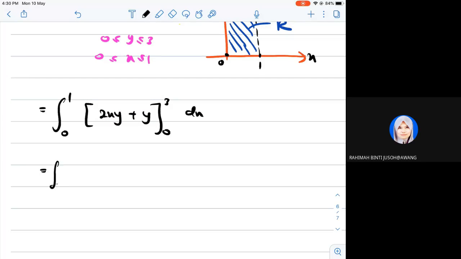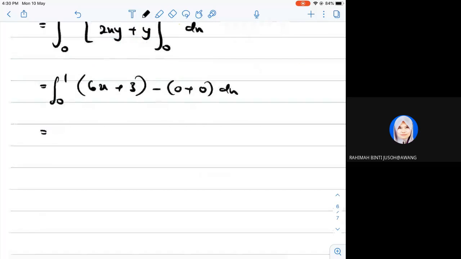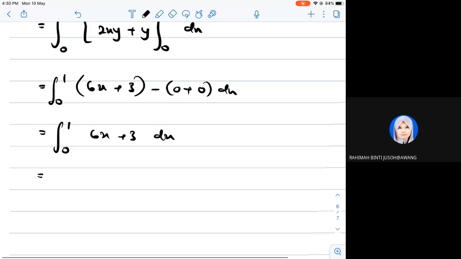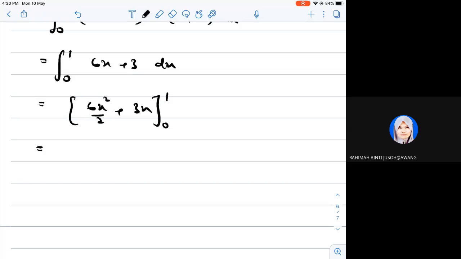Okay, so now 0 until 1, 2x, substitute y dengan 3, we will have 6x plus 3 minus 0, 0 lah. 0 plus 0 dx. Okay, so kita hanya perlu integrate 6x plus 3 sahaja. Okay, 6x plus 3 dx. So integrate 6x, you will get 6x squared over 2 plus 3x. Ini yang saya katakan you kena strong basic integration ni guys. Okay, so now 6 divided by 2, we have 3x squared.